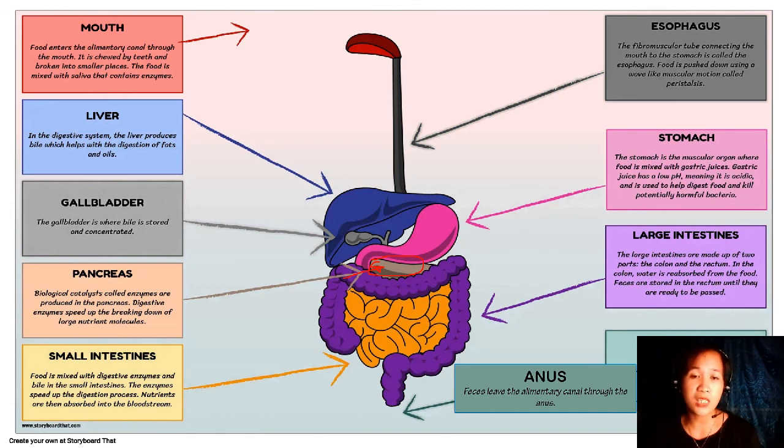And we also have the large intestines, which are made up of two parts, the colon and the rectum. The waste that isn't absorbed by the small intestine is stored first in the rectum before it is excreted. So feces are stored in the rectum until they are ready to be passed. And we have the anus, where the feces leave the alimentary canal.